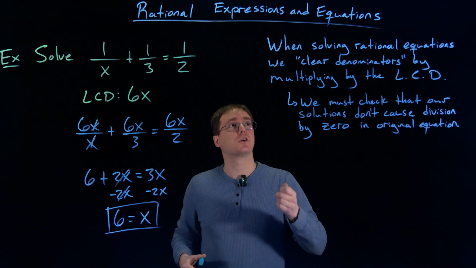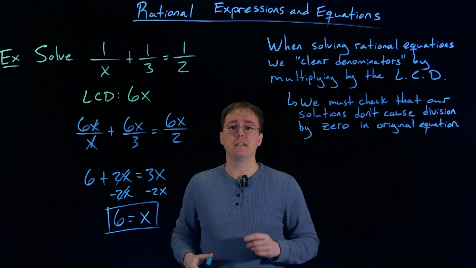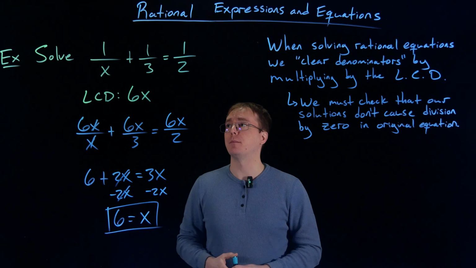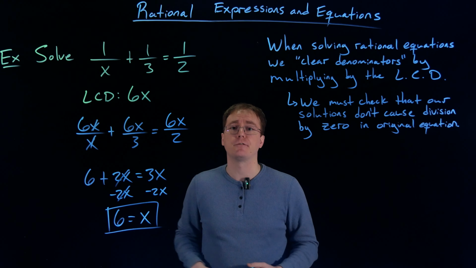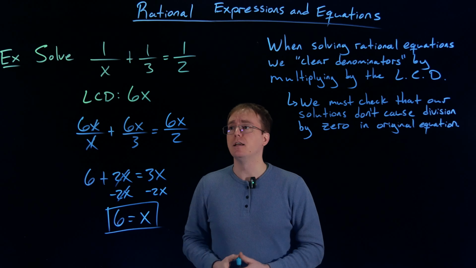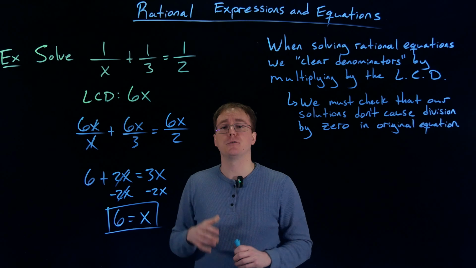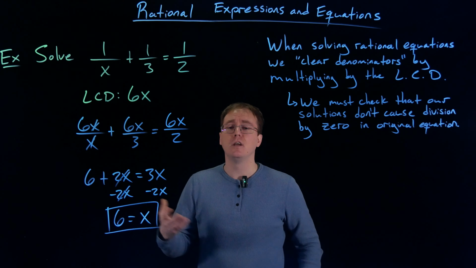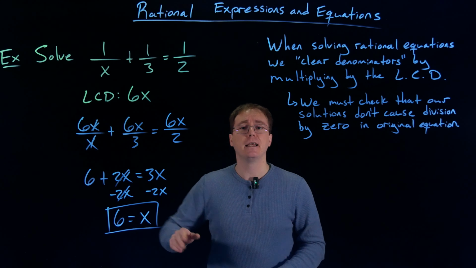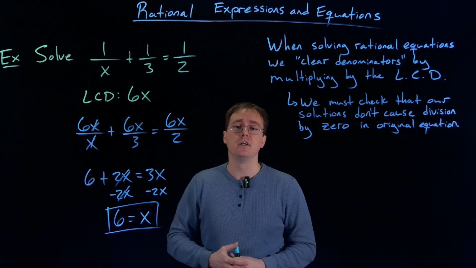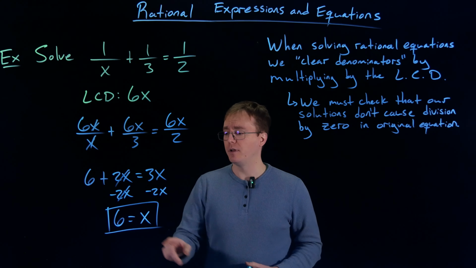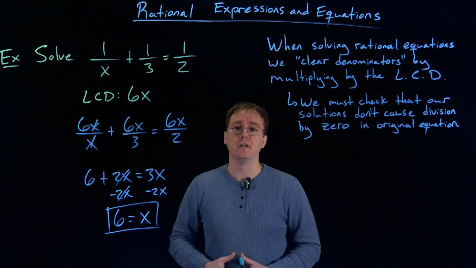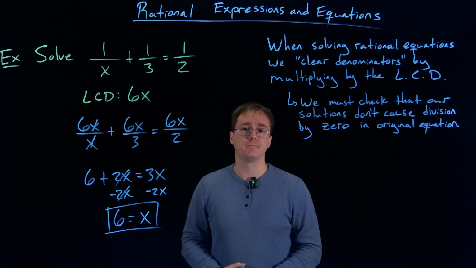Remember, our steps are: we find the LCD, and we use the LCD, or least common denominator, to clear all the fractions involved by multiplying both sides of our equation by the LCD. After we simplify that equation, there should be no denominators or fractions. We then solve the resulting equation and check to make sure that our solutions don't cause division by 0. If they do, we kick them out. But if they don't, then they are, in fact, the correct solution to our rational equation.